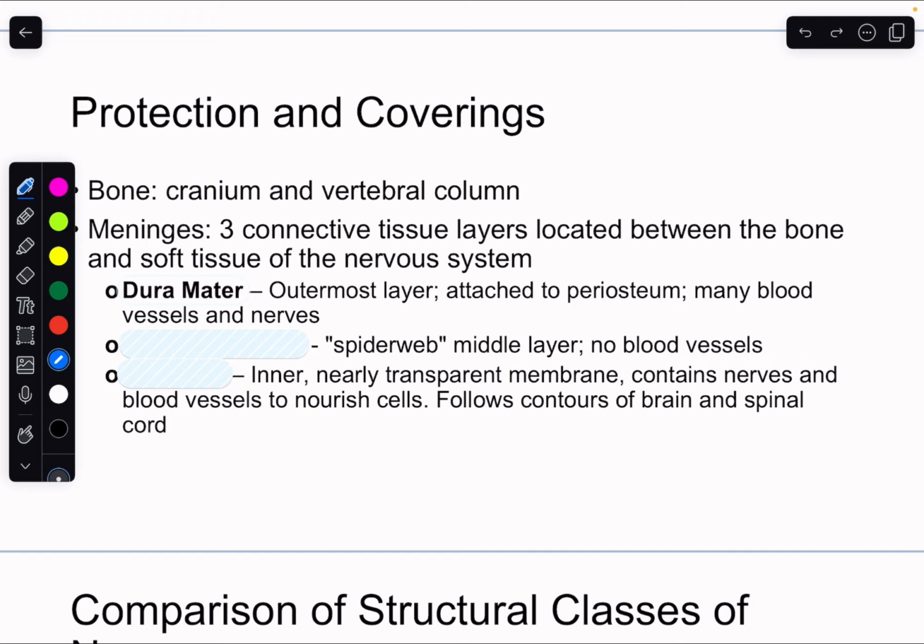Now the outermost layer of the connective tissue is called the dura mater. It is attached to the periosteum, and there are many blood vessels and nerves. Now, if you recall, during the lecture, she said that there's no blood flowing into the nervous system, so you might want to watch out for this dura mater when taking the exam. Now, the middle layer, which is also known as the spider web, is called the arachnoid mater. There are no blood vessels. And then finally, we have the pia mater, which is the inner layer. It is a nearly transparent membrane that contains nerves and blood vessels to nourish the cells. It follows the contours of the brain and spinal cord.